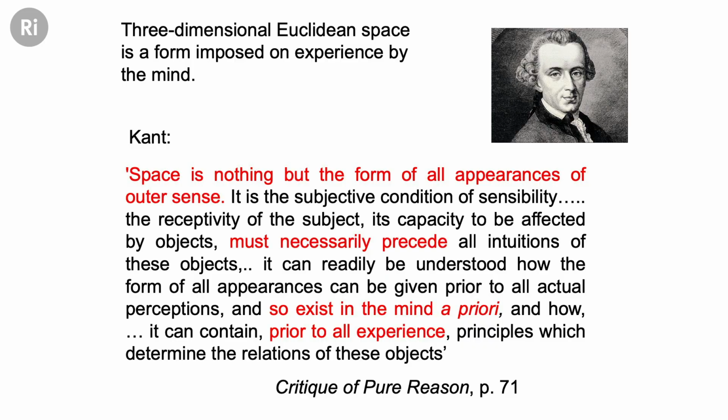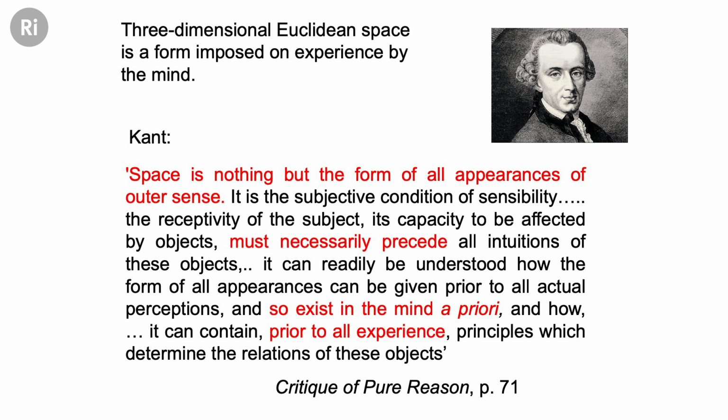He had an arcane language, and I'll quote some of it, but what he said was, space is nothing but the form of all appearances of outer sense. So if you want something to be, and understand that there's something outside there in the external world, then it has to be represented in space. It is the subjective condition of sensibility, the receptivity of the subject, the capacity to be affected by objects. And it must necessarily precede all intuitions or all understanding or sensing of objects.